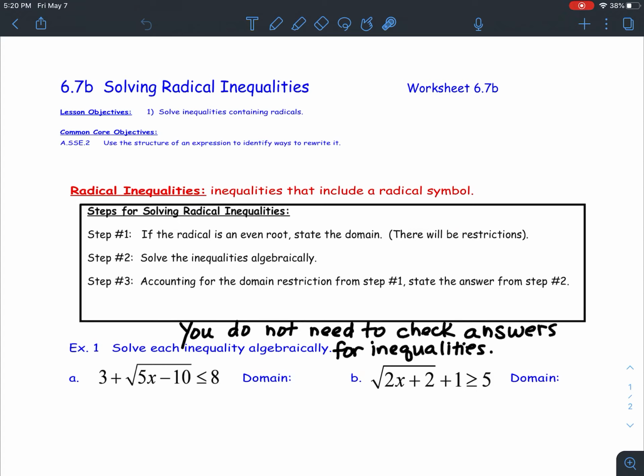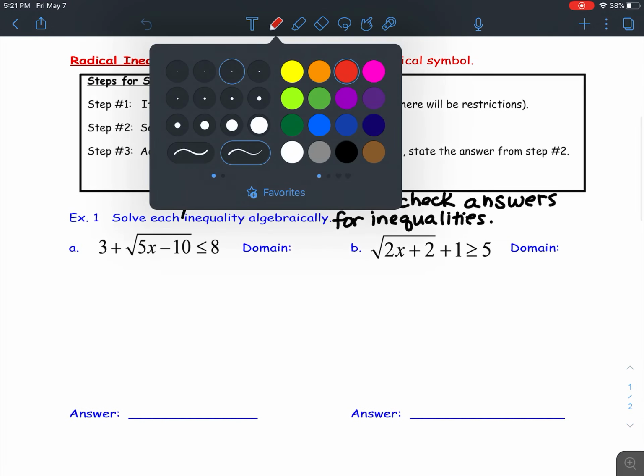Okay, so what we're going to do first is, with these problems, if you have a radical symbol and if it's an even root, which generally speaking, all of these problems here are going to be pretty much just square roots, there's going to be some type of domain restriction. Remember, that's because we don't want to have imaginary numbers as part of our solution. So we need to state what the domain is. You can see there's a little space right here for us to go ahead and state what the domain is.